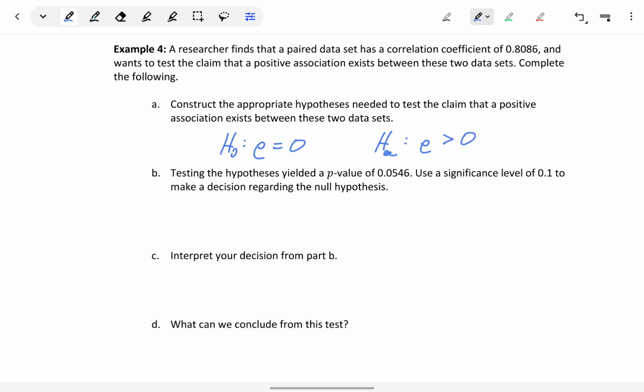If testing the hypotheses yielded a p-value of 0.0546, and we're using a significance level of 0.1, what decision can we make regarding the null hypothesis? Well, in this case, our p-value is less than or equal to 0.1, which is our significance level. So we would reject the null hypothesis.